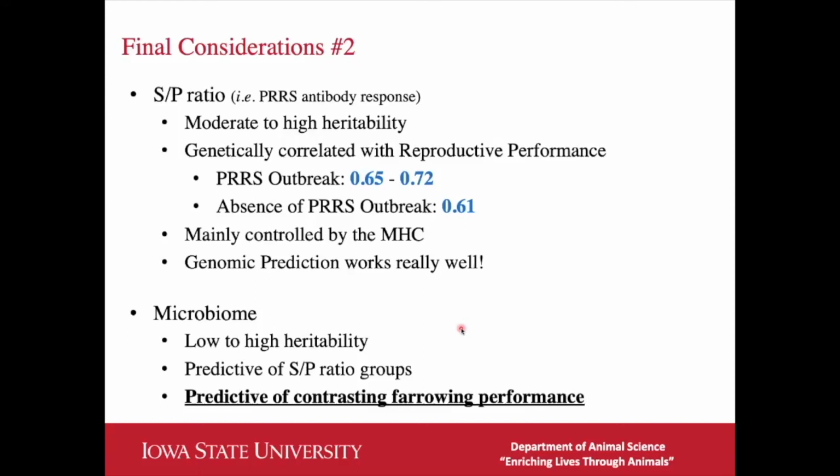The microbiome, remember, we're not looking at one trait, we're actually looking at a couple of thousands of bacteria. So there is a huge range of heritabilities. I only showed you the first 100, but there is a huge range from low to highly heritable. But it was very good, well, perfect, to predict the groups of antibody response. More importantly, we could collect data on gilts before they were even inseminated, okay, and predict with very high accuracy, if not with perfection, which would be their farrowing performance group.